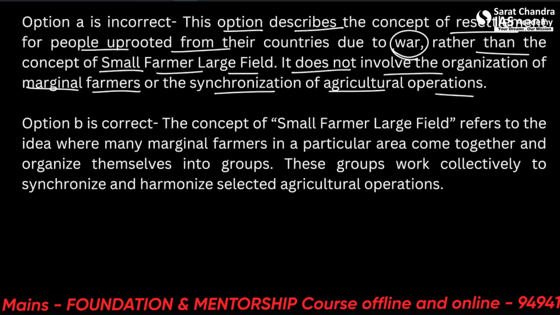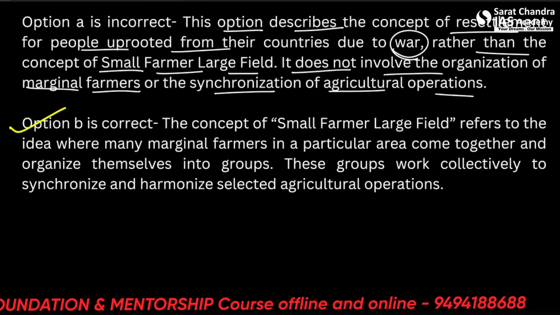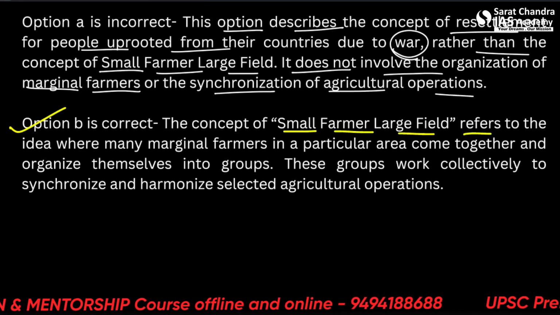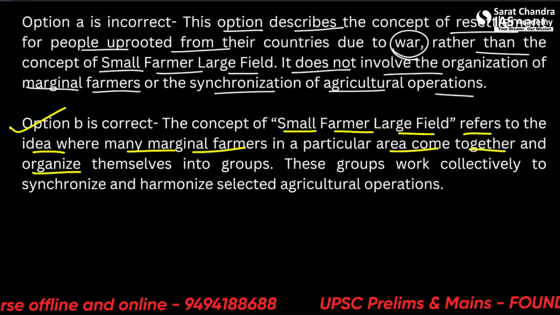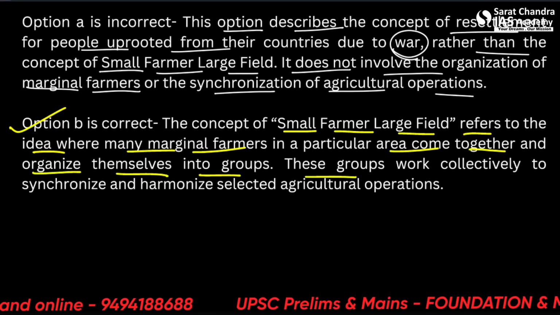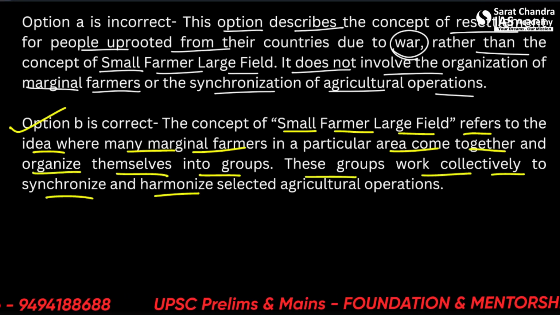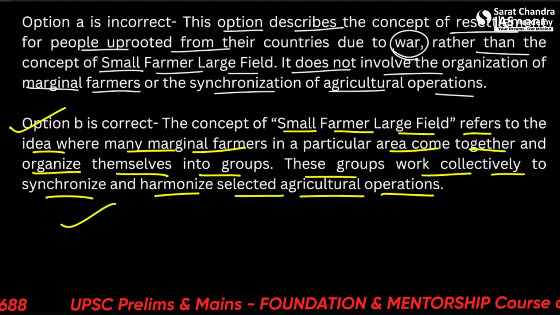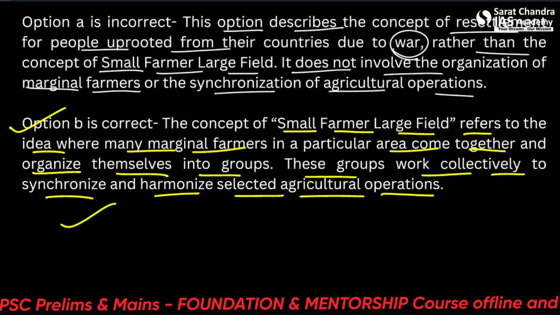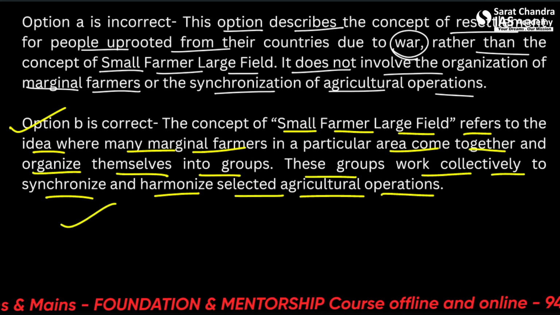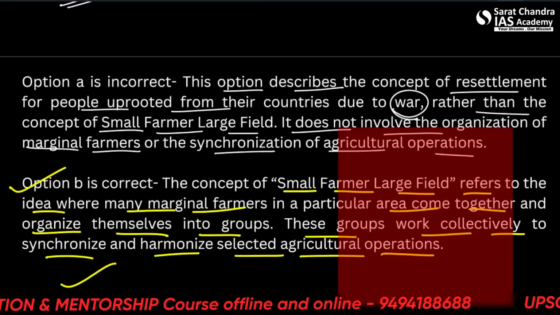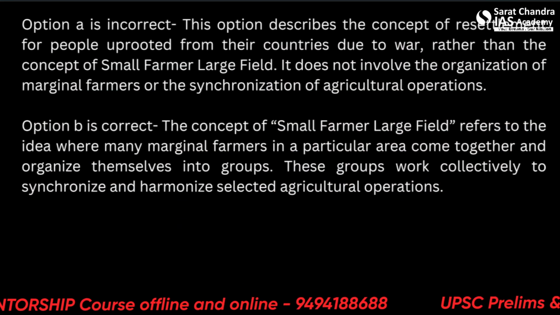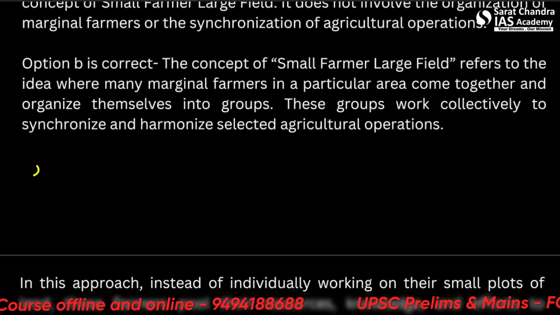Now, when we come to option B, it's correct. The concept of small farmer, large field refers to an idea where many marginal farmers in a particular area come together and organize themselves into groups. These groups work collectively to synchronize and harmonize selected agricultural operations. So in this approach, let's see what happens. I'll tell you a simple example: there are, let's say, 100 clothes.